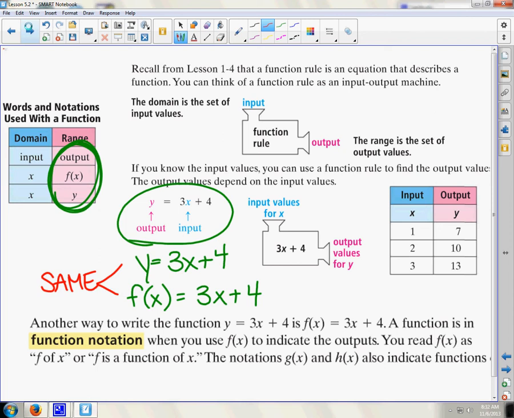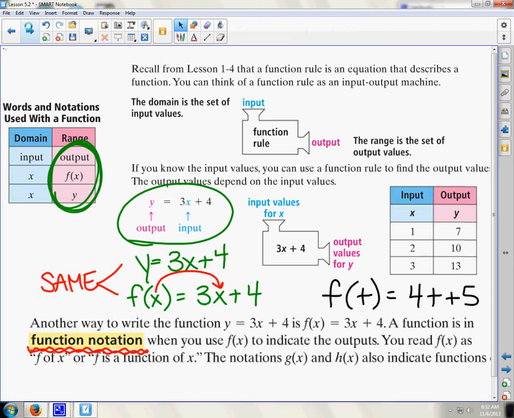However, sometimes they like to say, this is function notation if you write this in your notes, when you use f of x to indicate the outputs. So it really means the function of x when you have x in for here. So you could also write the function of t when it's 4 times t plus 5. You could use any letter. It doesn't have to always be x. They just use function of x or f of x.